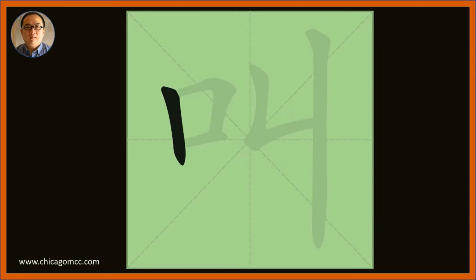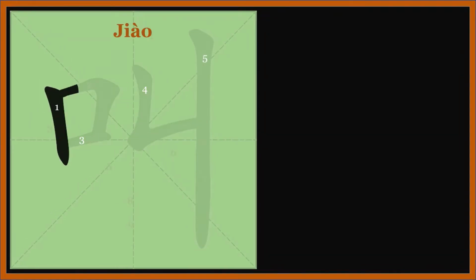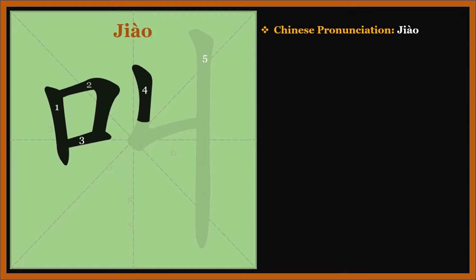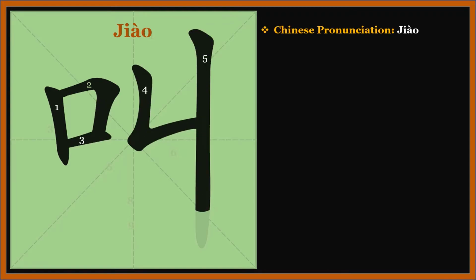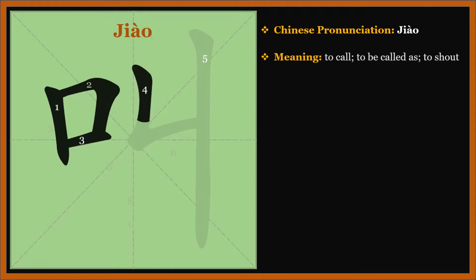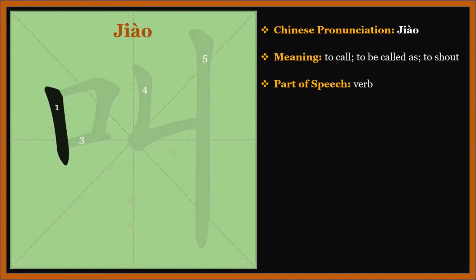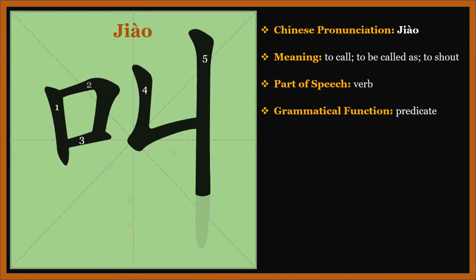Today I'm going to show you a very frequently used Chinese character. The character we're about to learn today is pronounced the fourth tone 叫. It means to call, to be called as, or to shout. The part of speech of this character is a verb, and therefore it often functions as a predicate in a sentence.